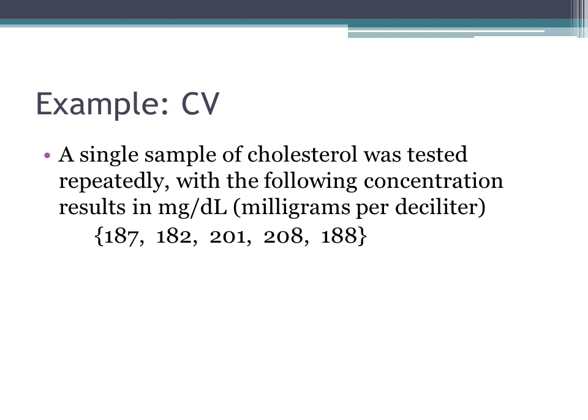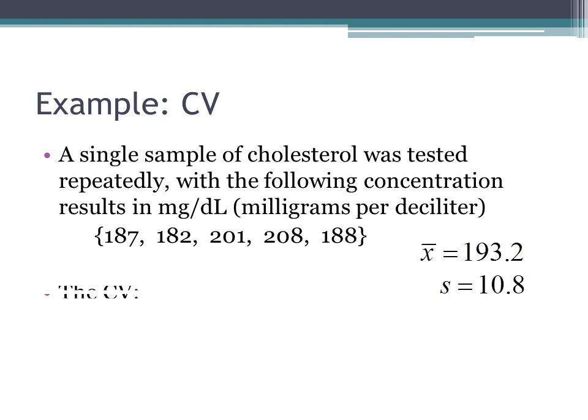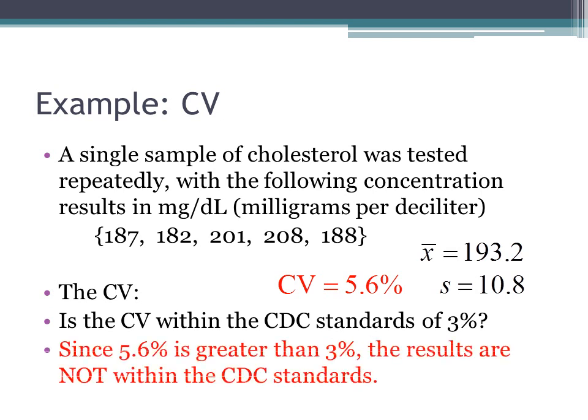The first step is to find the mean. And in this case, the mean is 193.2. The next step is to find the standard deviation. For this data, S is 10.8. So given the mean and standard deviation, the coefficient of variation is 5.6%. Since this is beyond the CDC standards, the lab may be examined by the CDC for inaccurate cholesterol testing.